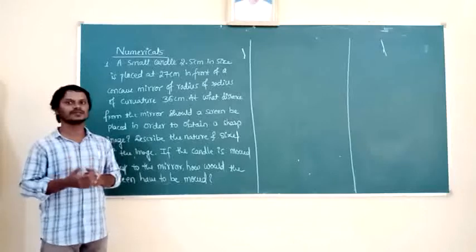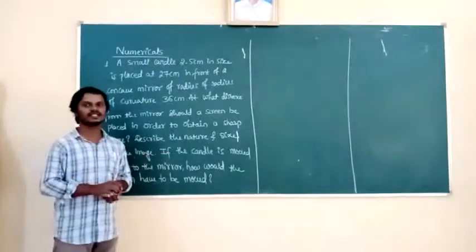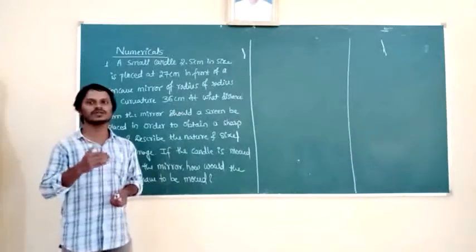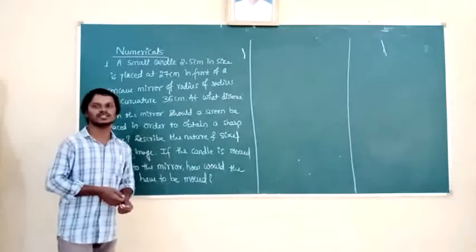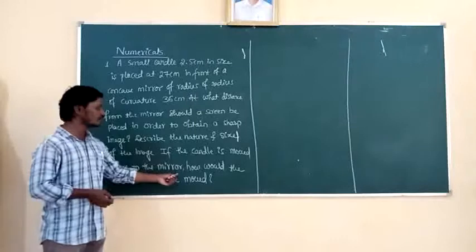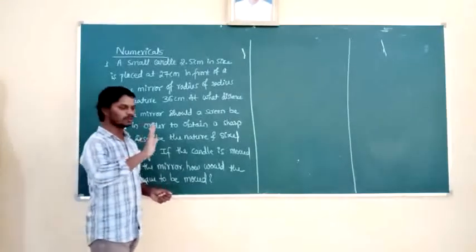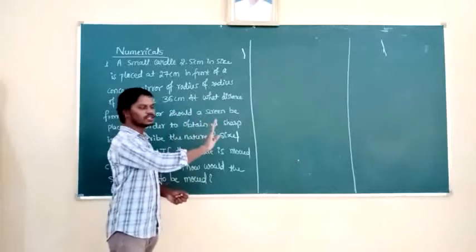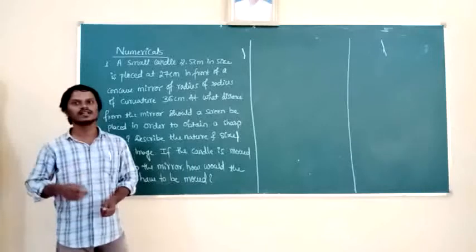Okay. So next one, describe the nature and size. Nature means whether it is real and inverted or virtual and erect. Size means whether it is magnified or diminished. The next, if the candle is moved closer to the mirror, how would the screen have to be moved? By observing the ray diagram, we are going to give the answer.